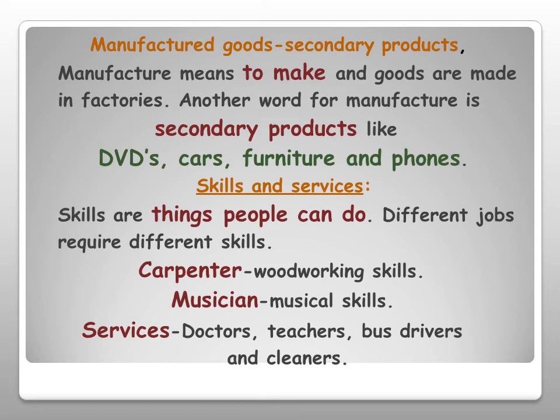Skills and services. Skills are things people can do. Different jobs, different required skills. For example, a carpenter is a woodworking skill. A musician, musical skills. Services like doctors, teachers, bus drivers and cleaners. So you make yourself columns and you write under each heading what each is, and you memorize it and you try and remember each and every one for you to be able to study and remember your work.